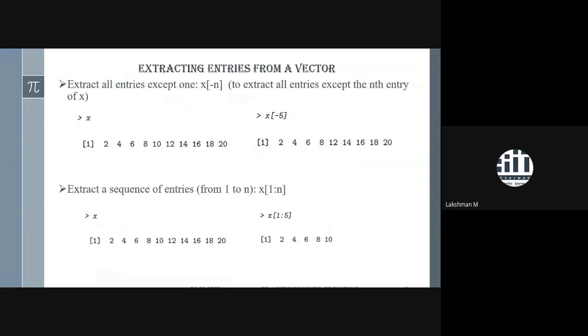Also, the command with -5 says that you take out every entry except the entry in the fifth place. In the fifth place you observe 10. So this command will take out every entry except the fifth position entry, 10; it is not taking out 10. There are several applications of this kind of command. You can go for that.